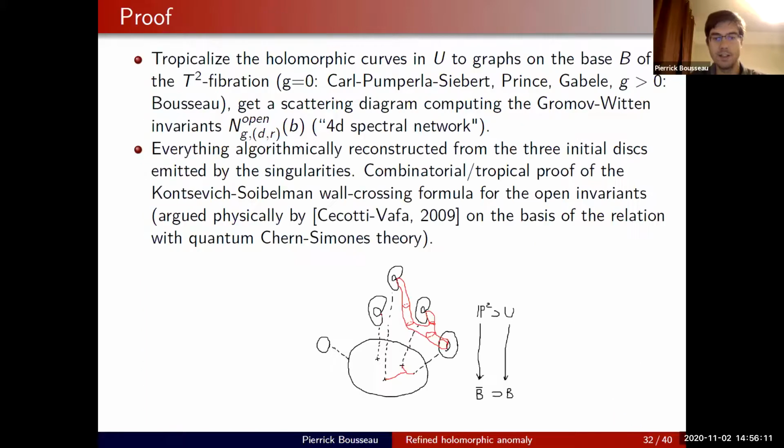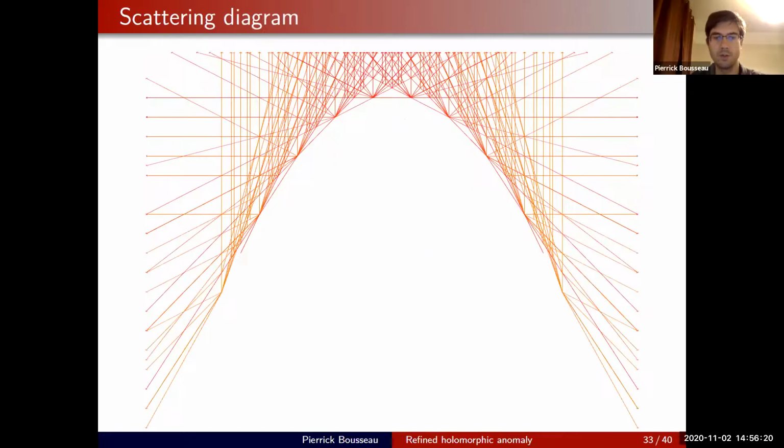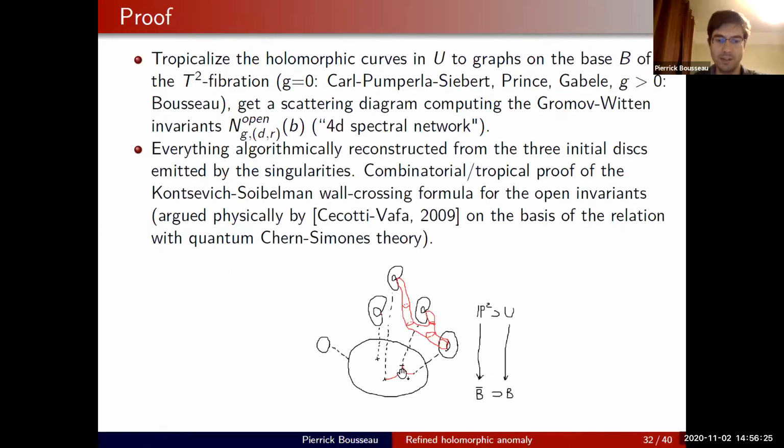So here it was a sketchy formula, a sketchy picture where I only have a tree with only one vertex. And here is a picture of the honest formula for local P2. Maybe I come back to explain what this picture is. Here I have the base with the three singularities.